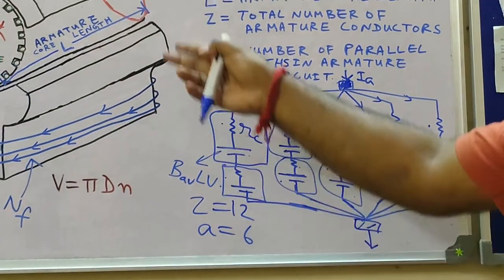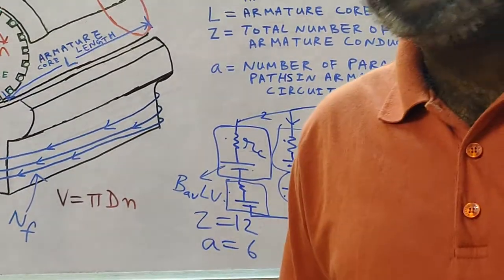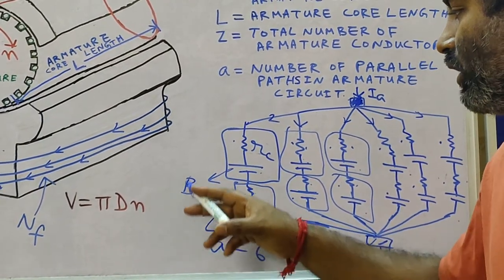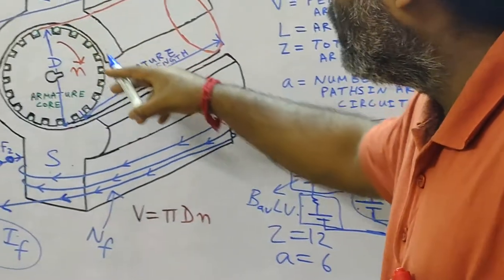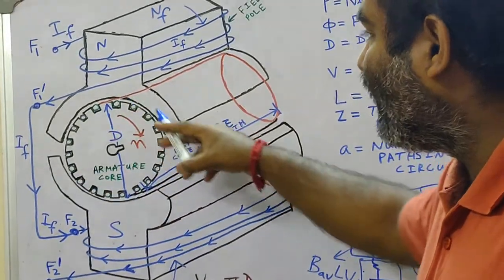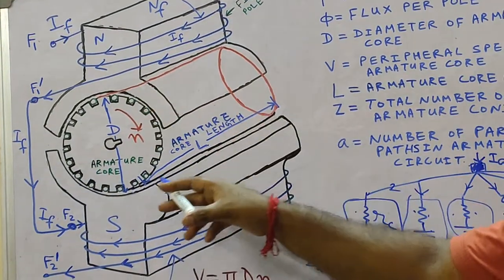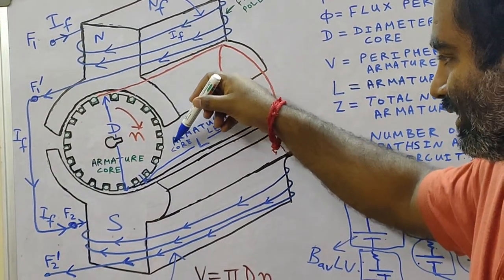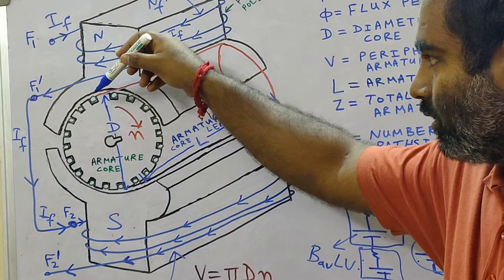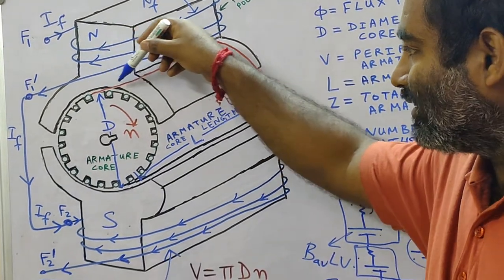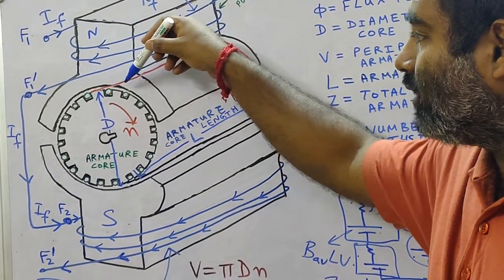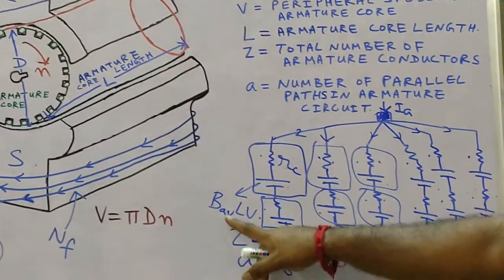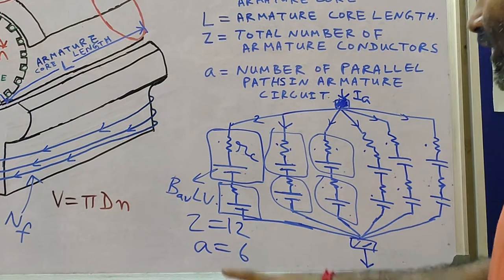Because the armature conductors will have induced EMF in them, given by BLV. Here we are writing B average to make sure that we are taking the average value of magnetic flux density in the air gap, because the uniform density is not there. At some point it is more, at some point it is less. It is less in the interpolar region, more in the field axis region, or the direct axis or the polar axis region. So that's why we have taken the B average.